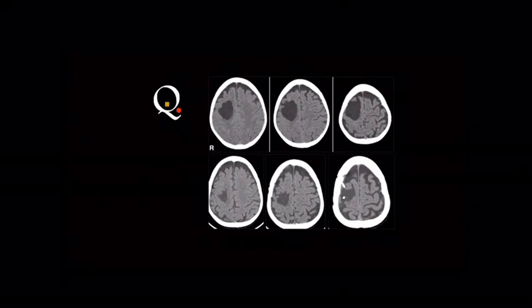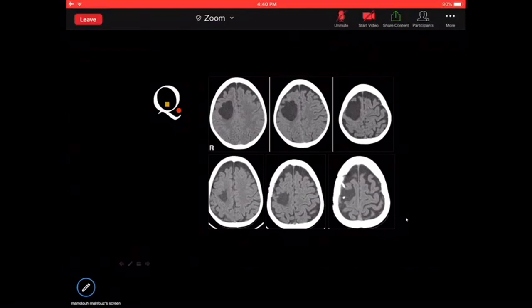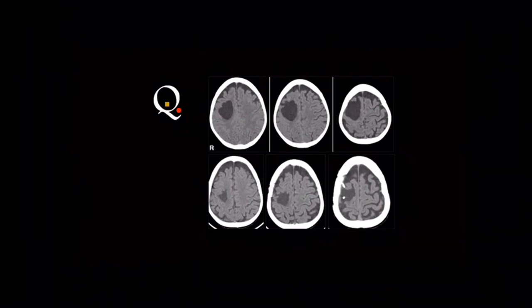A bronchogenic cyst will communicate with the ventricle, and there is no ventricle here. It is a cystic lesion. Yes, it is. It is a cystic lesion, but it is intraaxial.